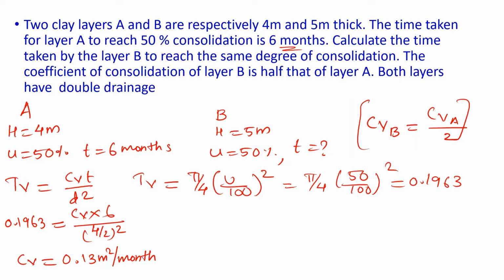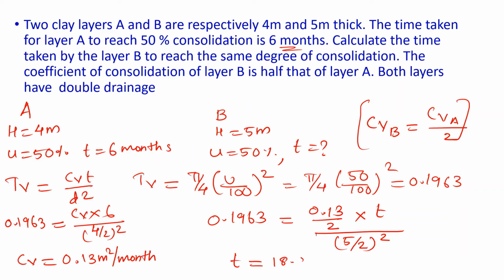Then we already got the Cv value, and we are going to the next sample, that is B sample. They said the degree of consolidation is the same, 50%. So the time factor will be 0.1963 is equal to the coefficient of consolidation of B, which is half of A, that is 0.13 divided by 2, into T, the value we need to find out, divided by thickness 5 meter, that is 5 by 2 the whole square. Solving this equation we will get T is equal to 18.87 months.